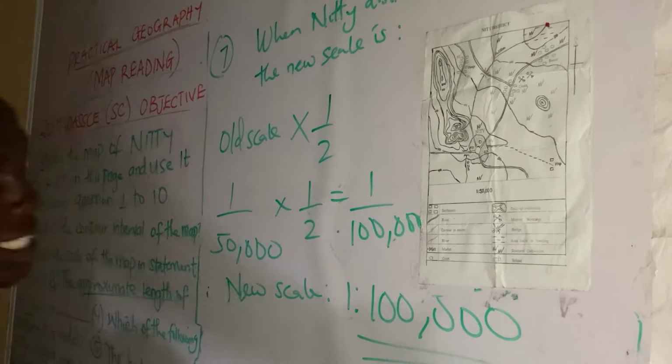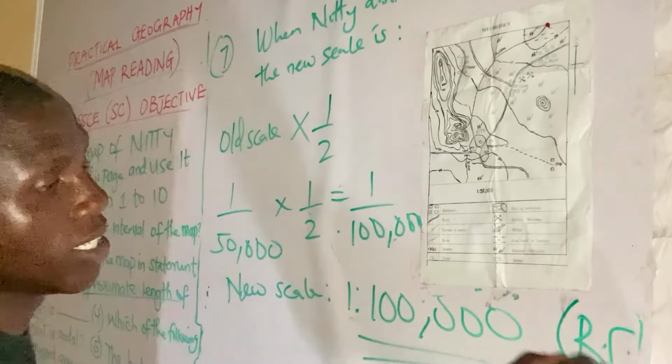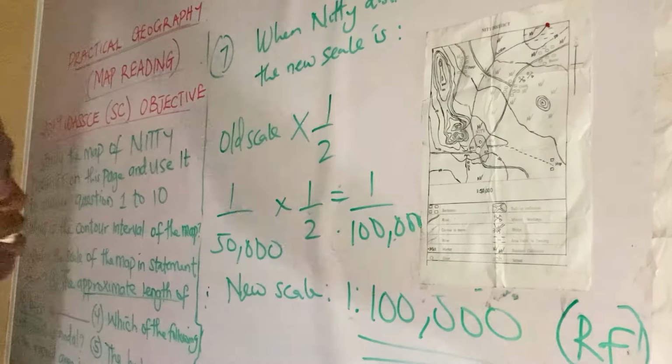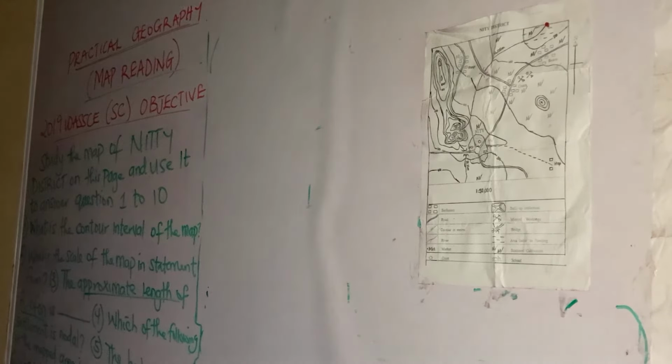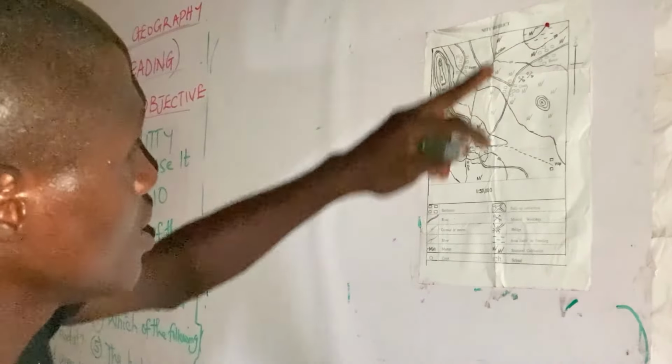Don't forget that this is RF, representative fraction. Question number 8 says the relief features on the west of Niti, which is extended to the northwestern corner of the map, is dash. Now the relief feature on the west of Niti. This is Niti, on the west of Niti.